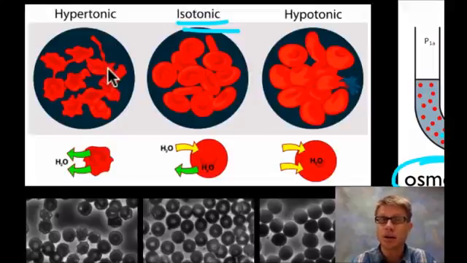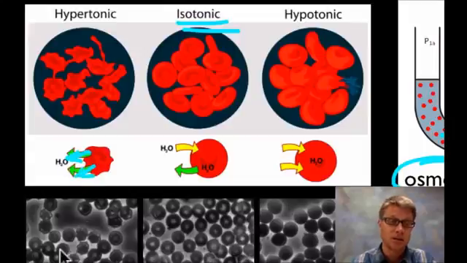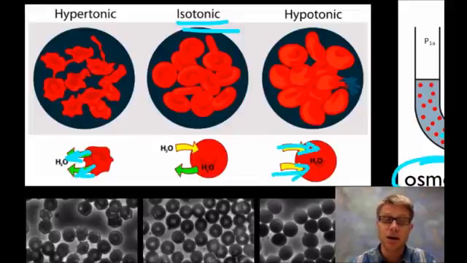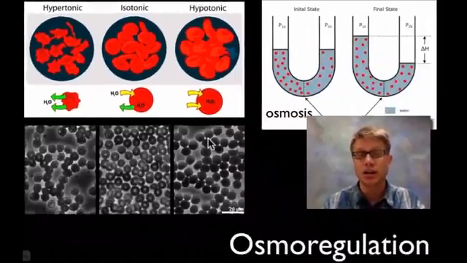If you put them in a hypertonic area, so if you put them in sugary water, then water is going to flow out, and you can see that the red blood cells are going to shrivel up. Likewise, if you were to put them in distilled water, water is going to flow in and they're going to pop, or lyse. So it's really important to the cells in our body that they remain isotonic.